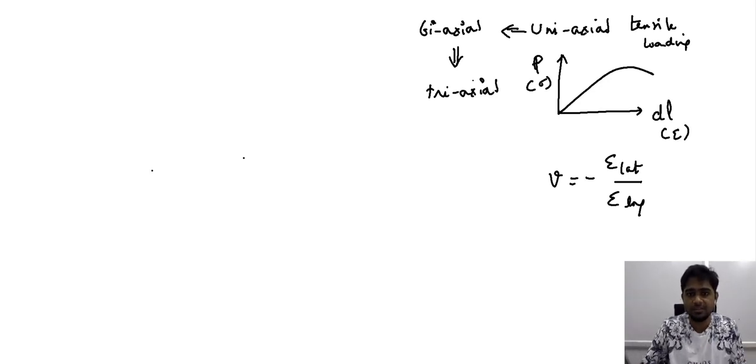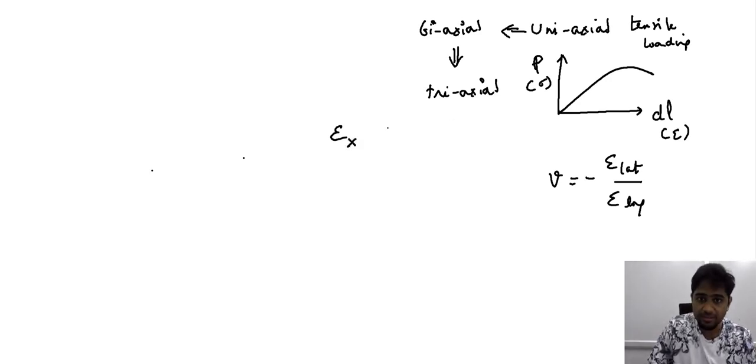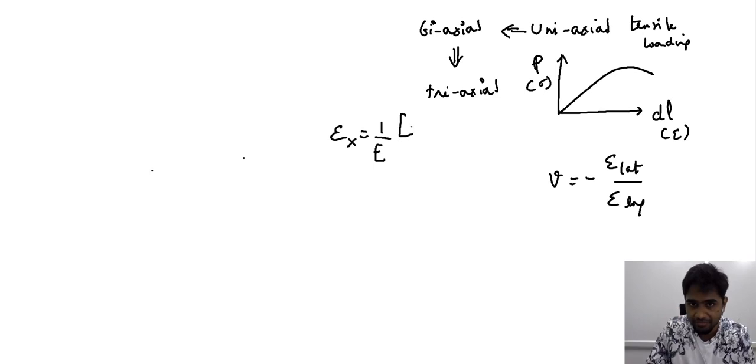Now, if you consider the expression of the response, the strain along a particular direction, say x, under triaxial tensile loading, the expression will be of this form. So we can express the response offered by the material along the x direction under triaxial tensile loading in this manner. Sigma x minus the Poisson's ratio times sigma y plus sigma z.